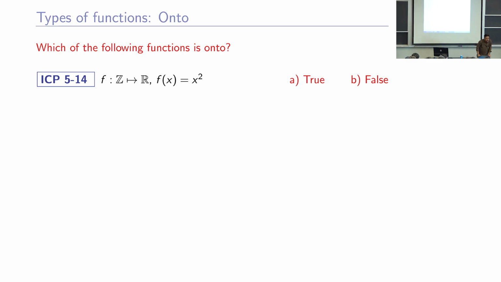Yes, you wanted to say something? So our domain is the set of integers, right? Yeah, integers. Yes. For the set of integers, x square is always a perfect square.